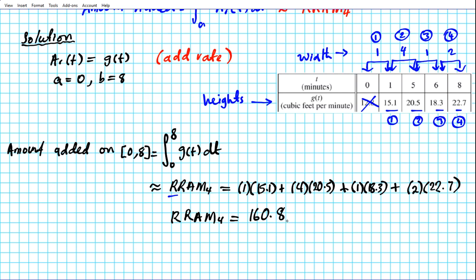Well, what does this answer represent? This answer represents the amount of grain added to the silo from 0 to 8. Do you know what the unit is? For amount, it's just cubic feet. You weren't asked for that, but I'm just saying it.